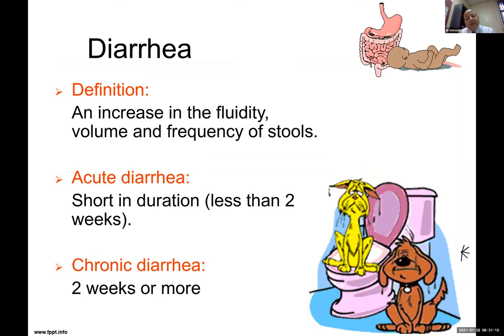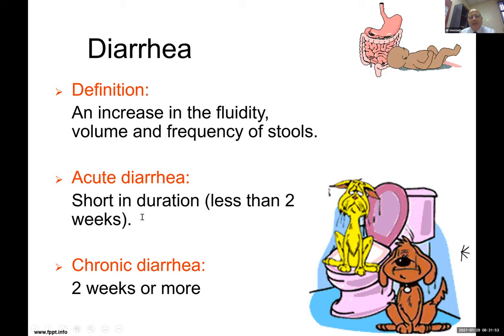Now, diarrhea is an increase in the fluidity, the volume, and the frequency of the stool. Acute diarrhea: for any disease you must ask yourself, is it acute or chronic? And a disease has its own criteria to define this. If it is short, I mean less than 2 weeks, it is acute. If it is more than 2 weeks, it is chronic diarrhea and it has a completely different pathway, okay? Because it may be something serious like inflammatory bowel disease, like malabsorption.